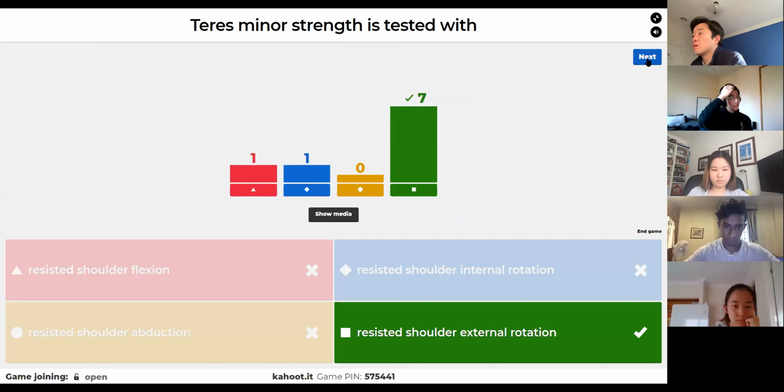Yeah, good. So the teres minor is for external rotation of the shoulder. Therefore we test it in clinical skills by getting the patient to externally rotate their shoulder while pushing against them. Then we can rate that on a scale of 0 to 5.